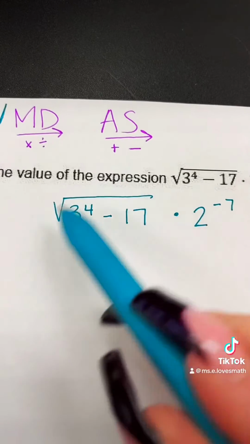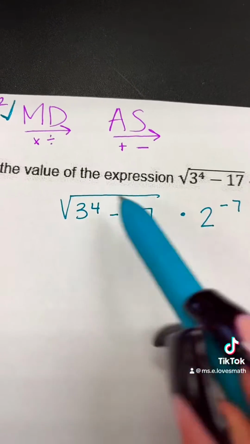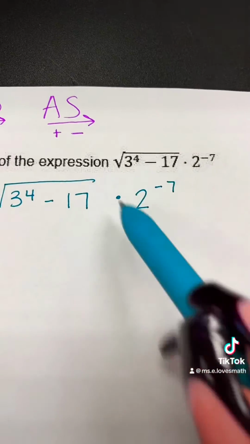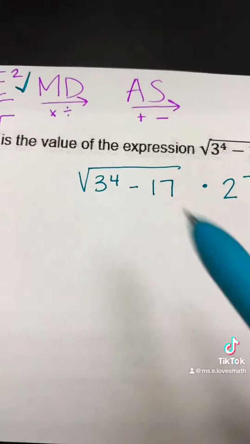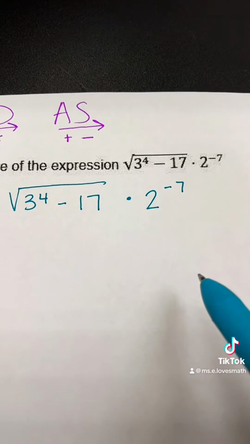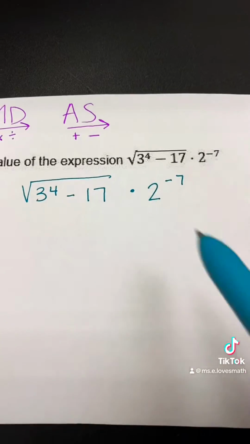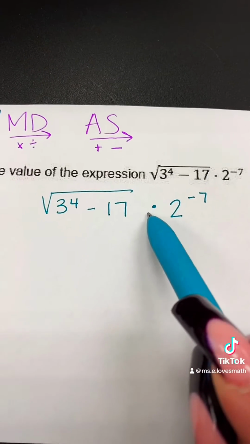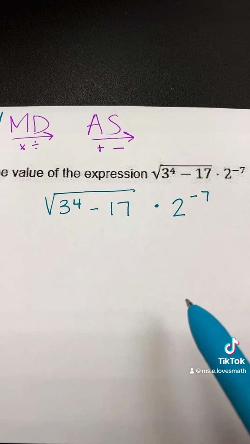We have a square root with some stuff we have to do inside of it, and we also have an exponent here. So I'm going to focus on the square root first. We're going to evaluate that completely, then we will focus our attention to the exponent over here, and then at the end we will multiply the two numbers together.